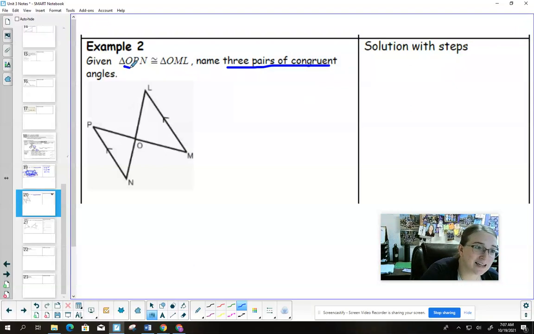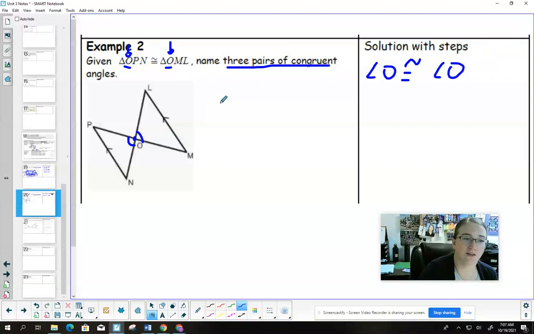So because they list angle O first, angle O has to be congruent to... this is going to sound kind of weird, but it's because of the picture, angle O, right? They're putting O first because they're saying these angles are the same. Those have to be listed in the correct order.